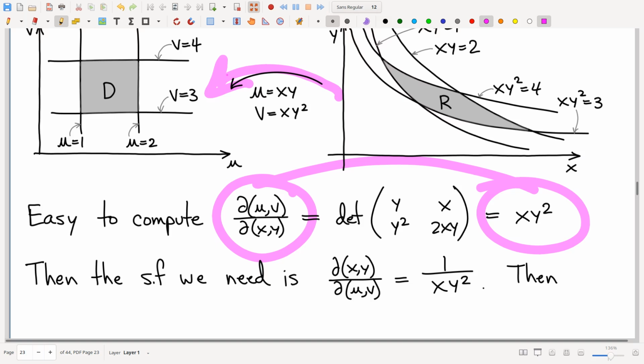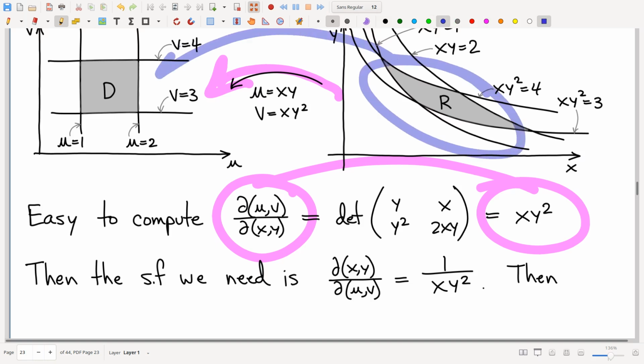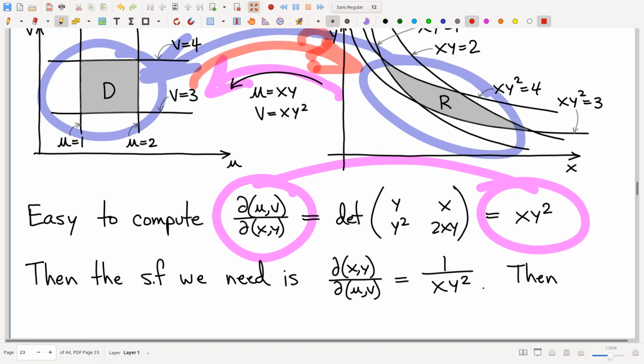Okay, now here's where it's a little bit annoying, a little bit awkward. I want this to be a pullback. I want that pullback to go that way, which means I really need my change of variables function to be going the other way, but it isn't, and so everything's backwards.